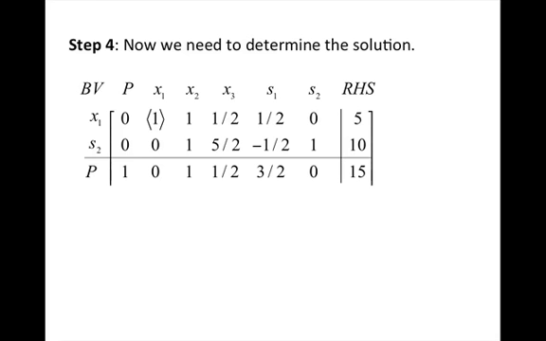Since this is my final table, I can determine my final solutions. The x sub 1 is a basic variable, so it's row 1's basic variable. So look at the right-hand side for row 1, and there's a 5. So that tells me that x sub 1 equals 5. X sub 2 and x sub 3 were not basic variables, so they both equal 0. And p is always your last row, and its right-hand side is 15, so p equals 15.